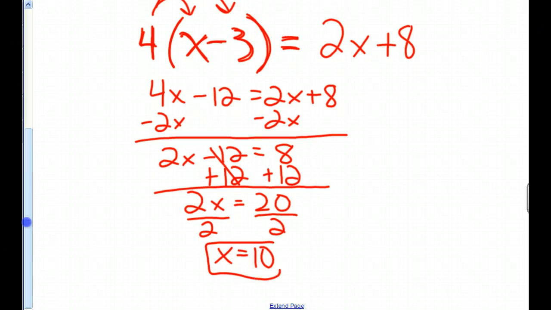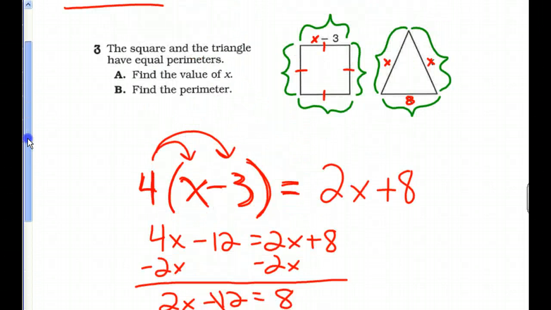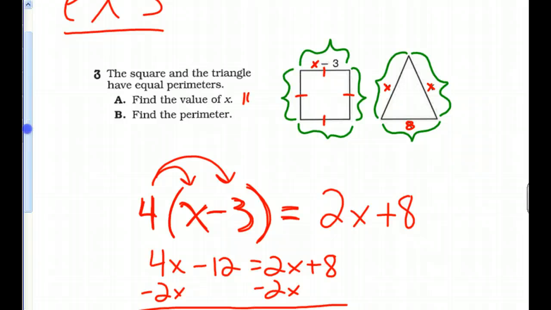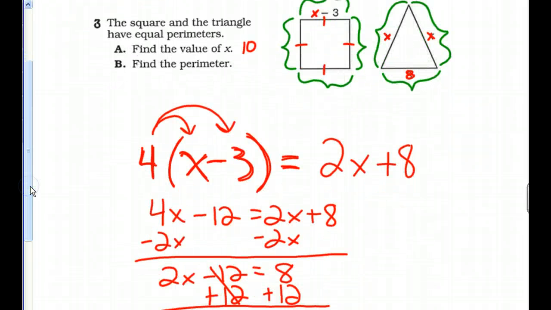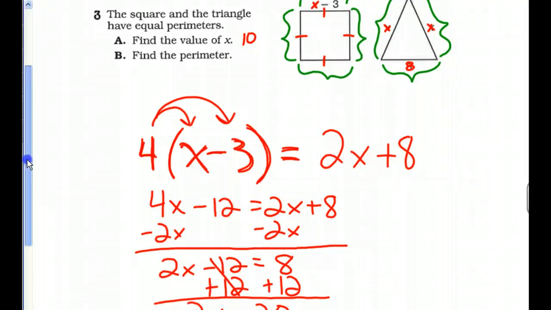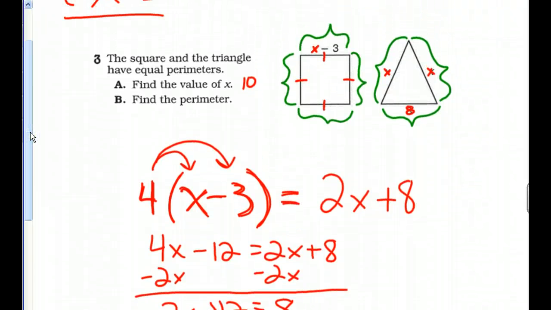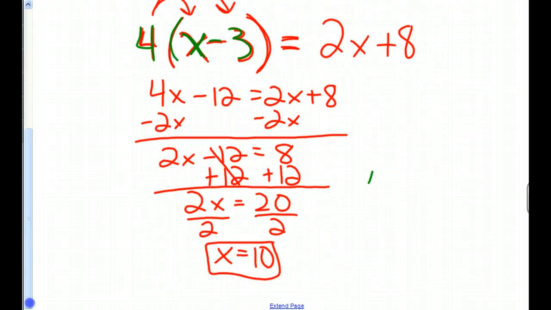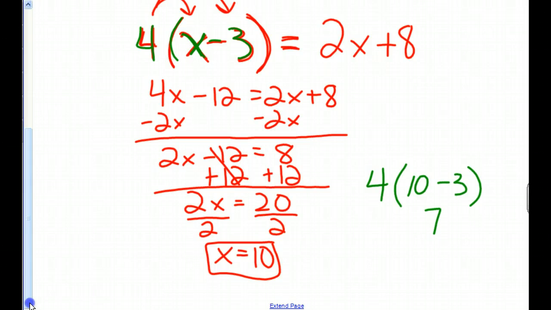Now I'm not done. Even though x equals 10, we still want to know what the perimeter is. So find the value of x. It equals 10. Now find the perimeter. And remember, I told you perimeter we're going to do in green. So perimeter of the square is right here. It's 4 times x minus 3. And since we know x is 10, let's put in 10 for x. So let's do it over here. 4 times 10 minus 3. Well, 10 minus 3 is 7. 7 times 4 is 28. So the perimeter is 28.